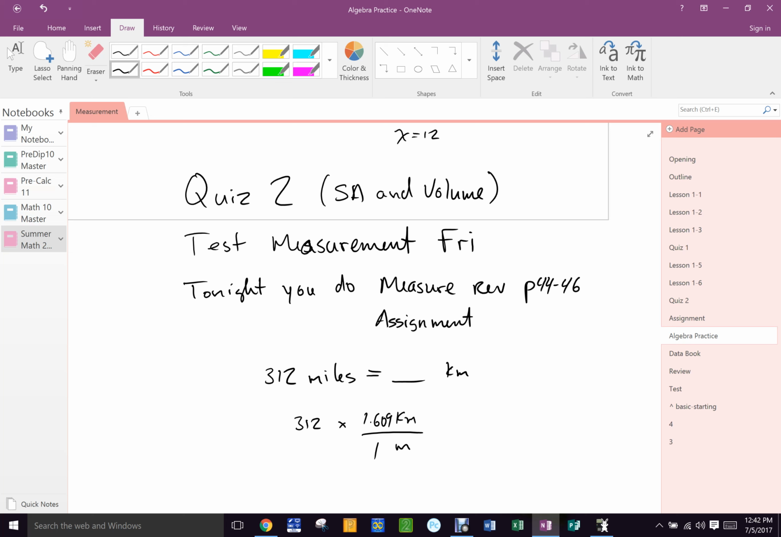So 715 liters, just wait. That's cool, but I don't want liters, I want centiliters, don't I? So I gotta move 2 more spaces to go from liters to deciliters to centiliters. 71,500.